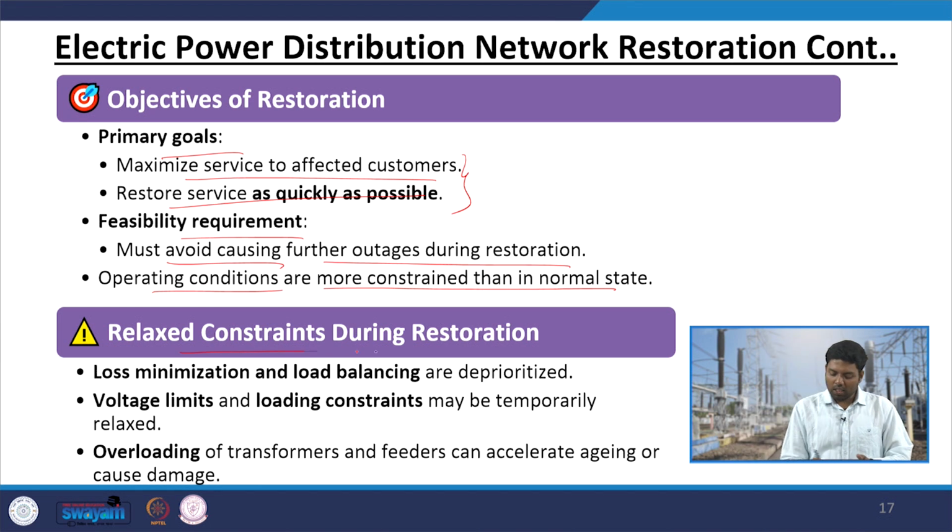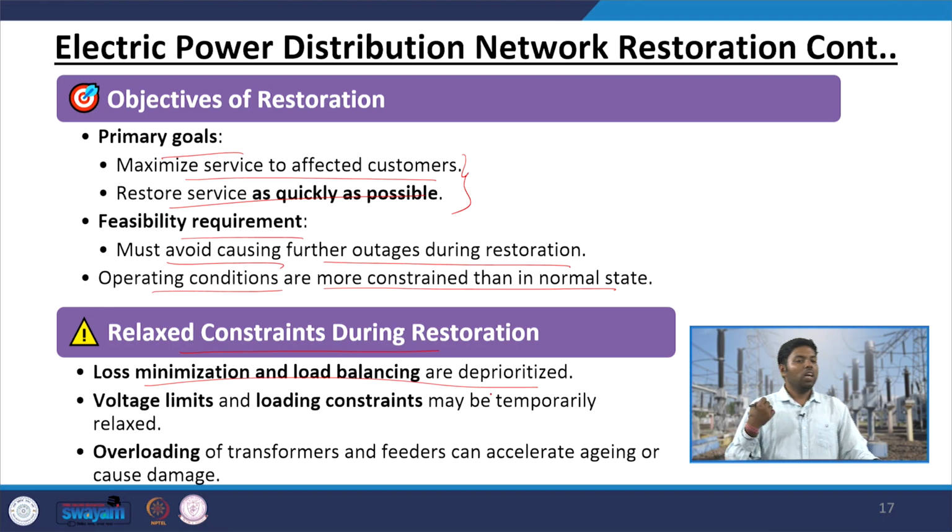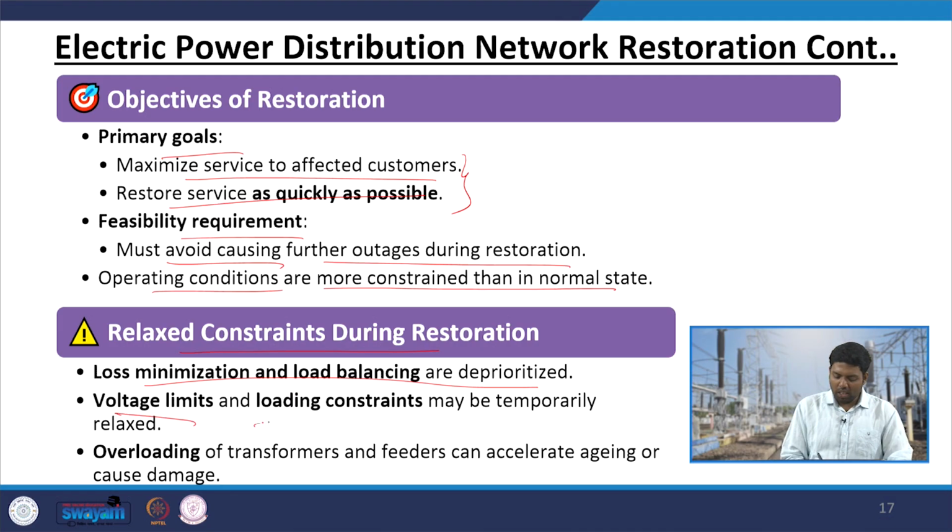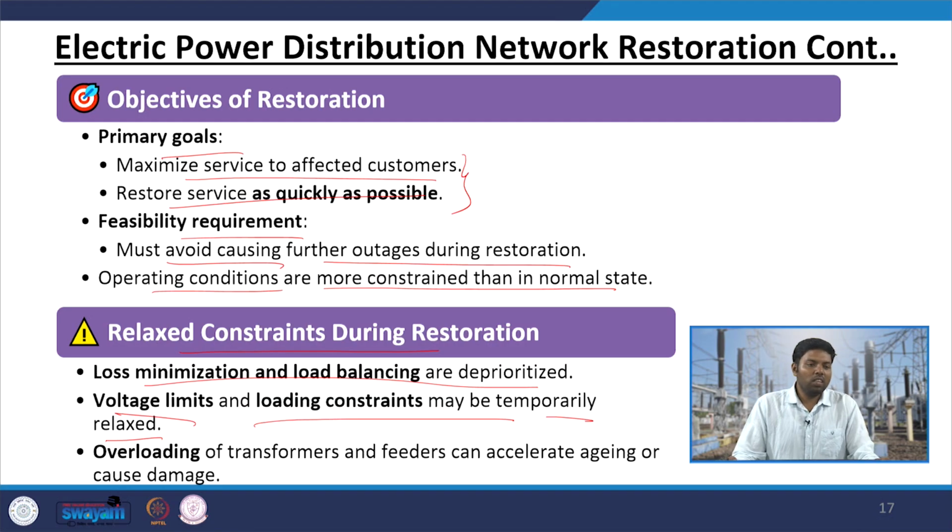Okay. So, constraints are relaxed during restoration; loss minimization and load balancing are deprioritized. That means you can also cut down a few loads if they are flexible in nature, and loss minimization is not your concern now. Voltage limits and loading constraints may be temporarily relaxed. That means, your voltage must normally be within 0.95 to 1.05, which we have seen for the ANSI and IEEE standards, but during the faulted condition you can allow this voltage to go to 0.9 per unit.